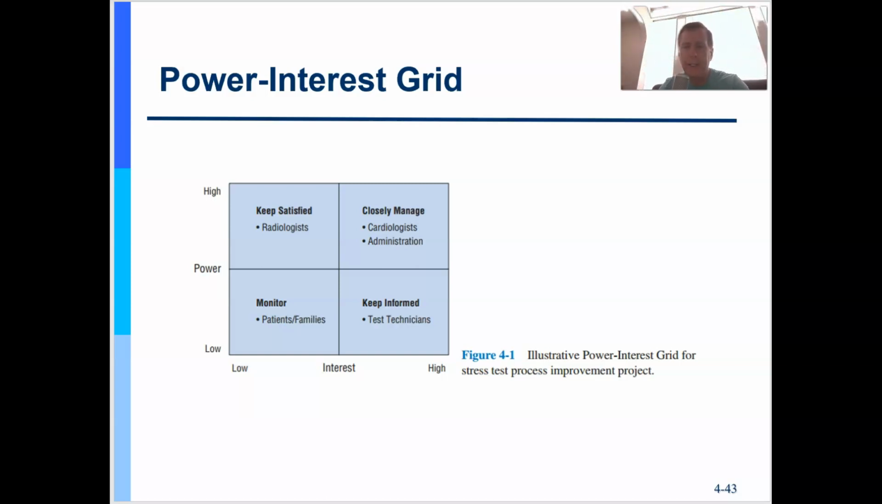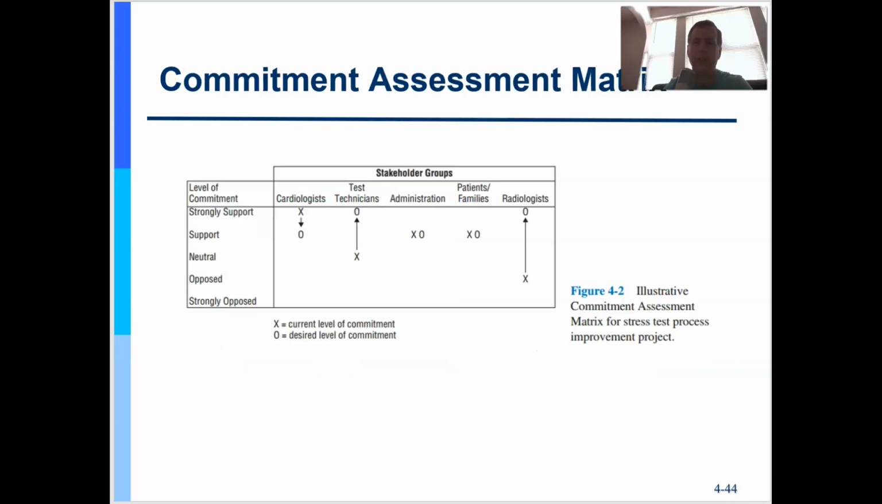Notice we want to analyze people in terms of power, from low to high on the left, and their interest in our project from low to high on the X or horizontal scale. In doing that, it tells us how we should deal with various stakeholders to reduce conflict along the way. If they're in the top left, we want to keep them satisfied. If they plot to the top right, we want to manage them closely. Maybe if they have low power but high interest, we just want to keep them informed, etc. along the way. And then I can create a commitment assessment matrix, right?